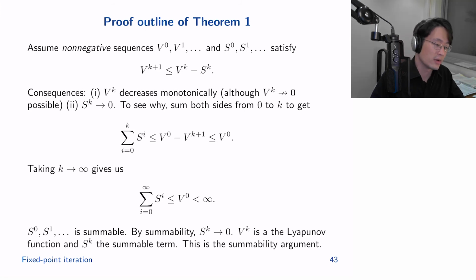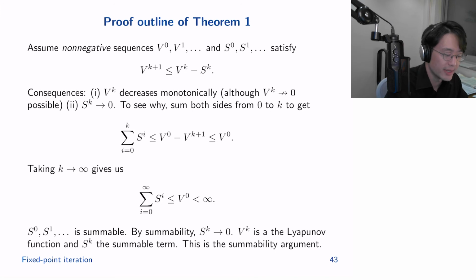Let's assume that there exist non-negative sequences v0, v1, ... and a non-negative sequence s0, s1, ... And let's assume that these sequences satisfy this inequality. Okay, so v_{k+1} is less than or equal to v_k minus s_k.